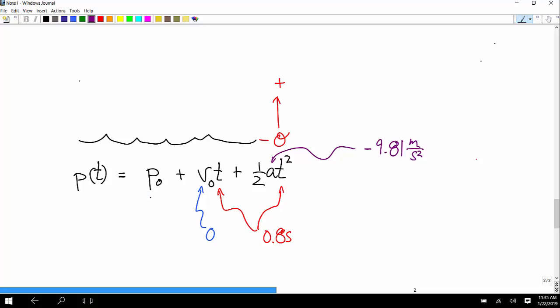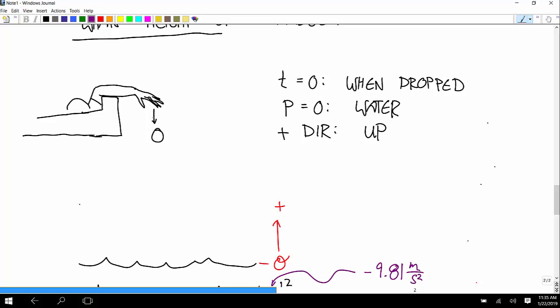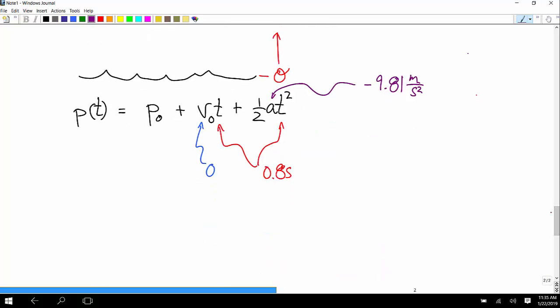And what's the position at time equals 0? Our 0 is at the water. At time equals 0, it's up at the top of the bridge. So this is the one we're trying to calculate. Okay, so we're trying to figure that out. Oh, there's one more thing we have to put in here. What's the position at time equals 0.8 seconds? Right. Because our 0 is the water, and that's when it hits the water.